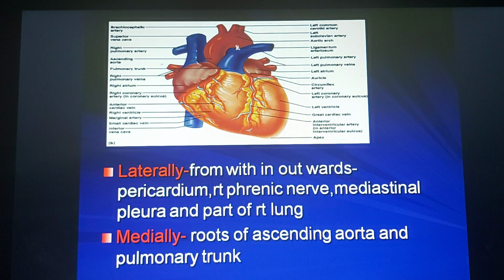Coming to the lateral relations, from within outwards: first the pericardium, then the right phrenic nerve, the mediastinal pleura and part of the right lung.